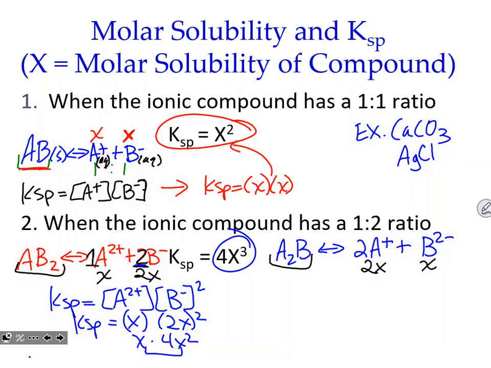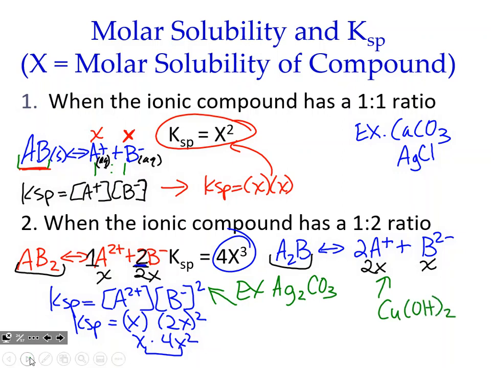Now 2 examples for this one. An example that looks like this one over here is going to be the Ag2CO3. That's silver carbonate. One that looks like this one could be the copper hydroxide, copper 2 hydroxide. So different types of 2 to 1, 1 to 2, and how that looks. And where do we get that 4x to the third from? Well, this is how you would break it down.